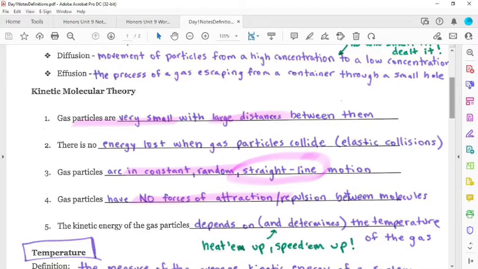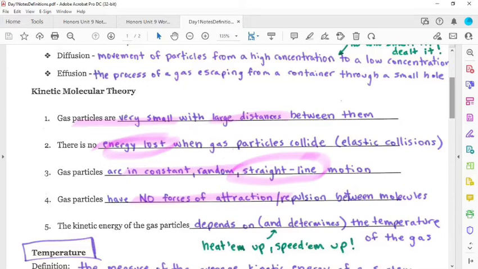And once they get started moving, they're going to go in a straight line until they hit something, and then they're going to bounce off in a straight line. They're not attracted to anything, so they're not going to bend towards or away from anything in between those collisions that it has. And when things collide, there's no energy lost.